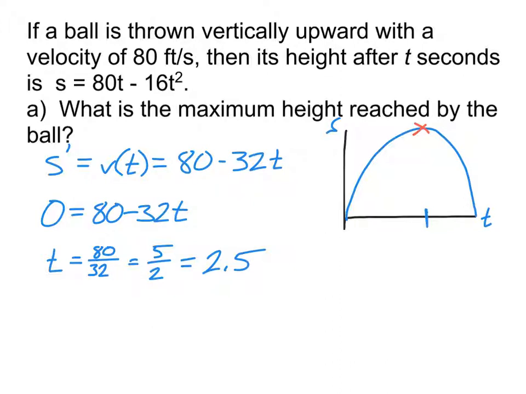Remember why we found the t value? That tells me that the peak of this graph, the maximum height, is reached at 2.5 seconds. I want to know what the height is, though. It didn't ask me when it happens. It asked me what is the maximum height. So go ahead and plug that t value into your s function, that is the position function, to see what the position will be at 2.5 seconds.